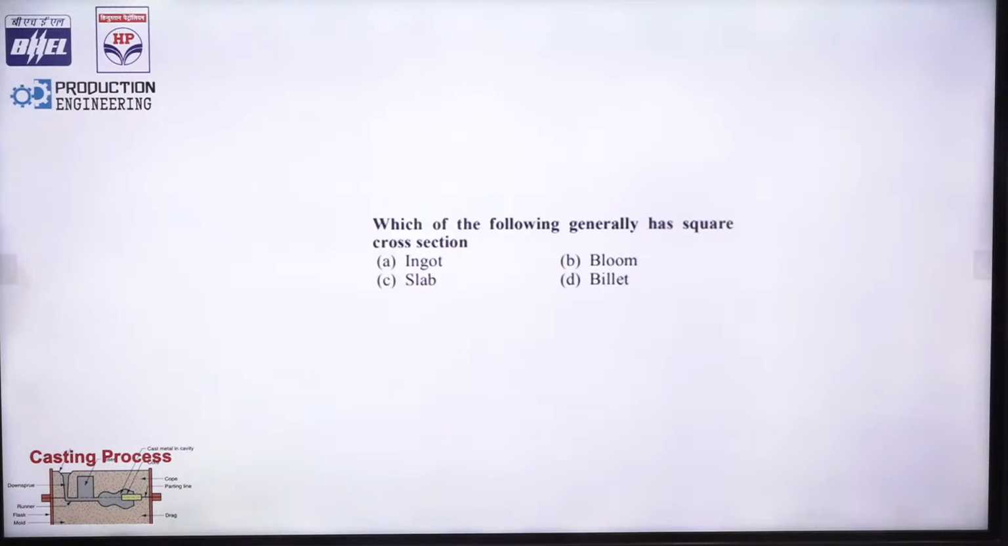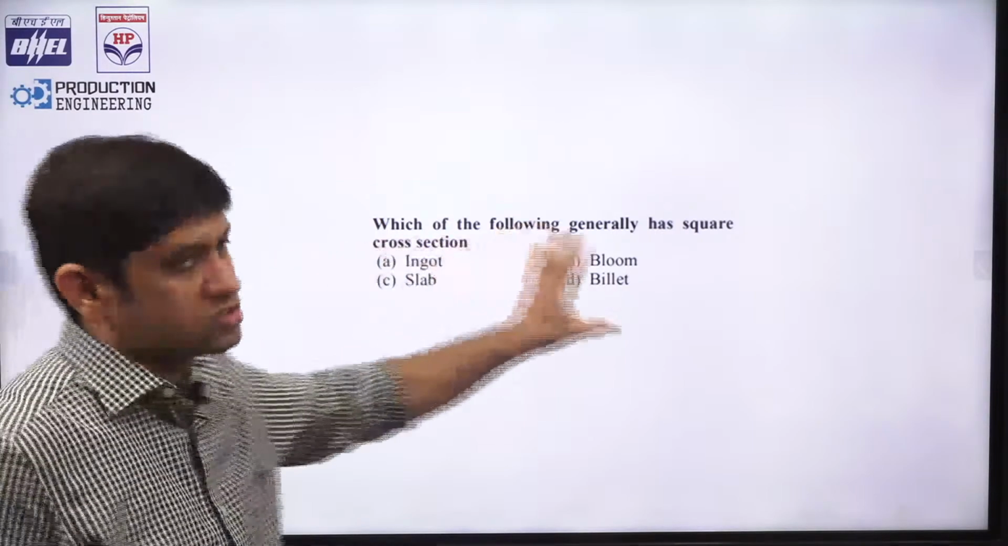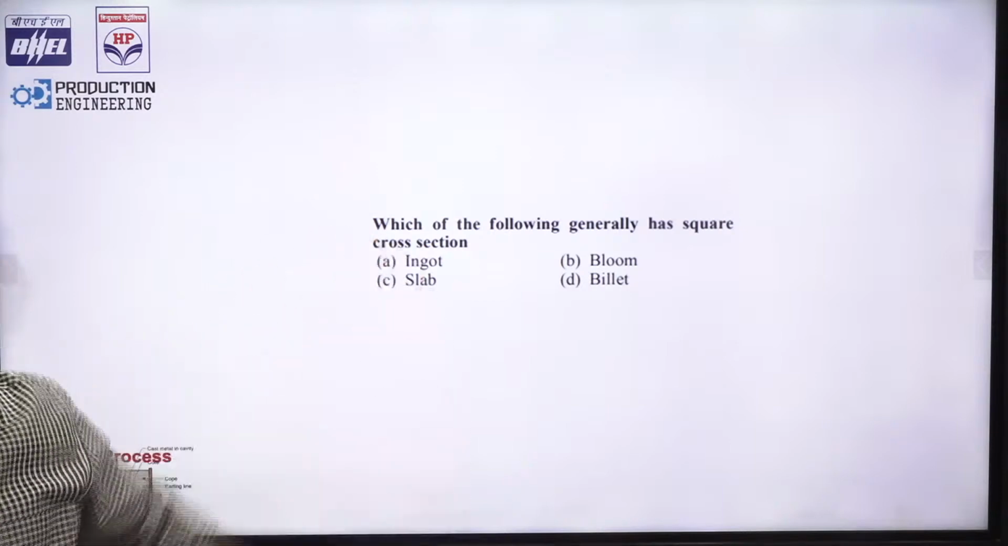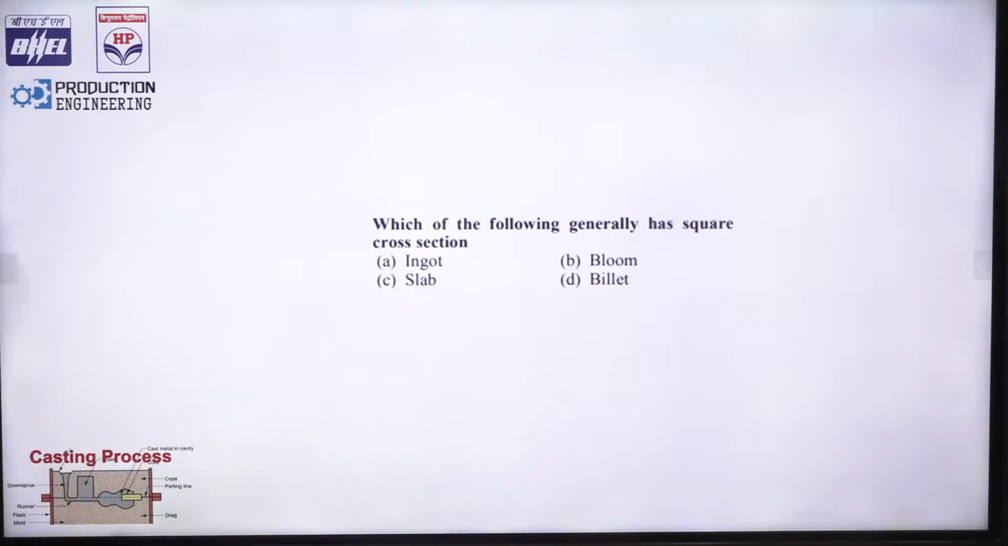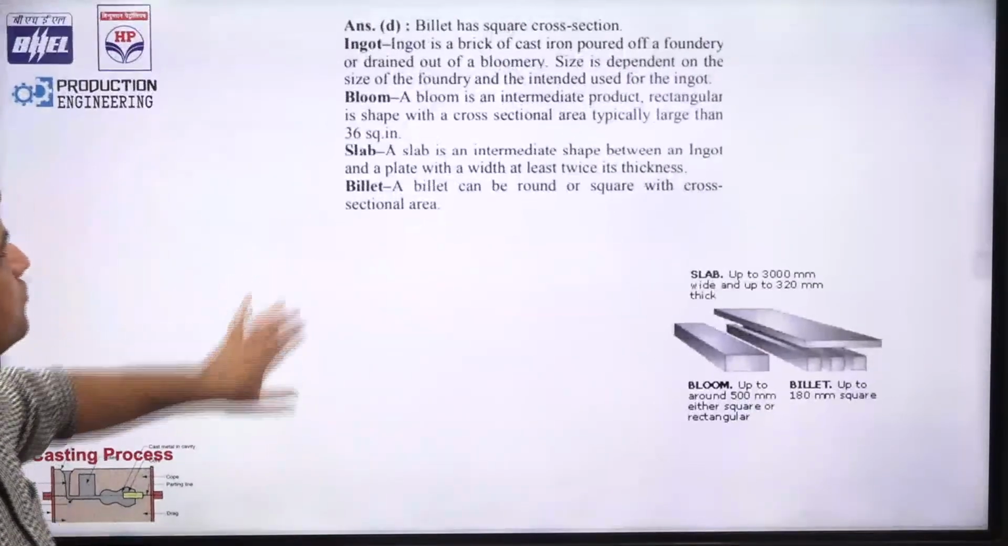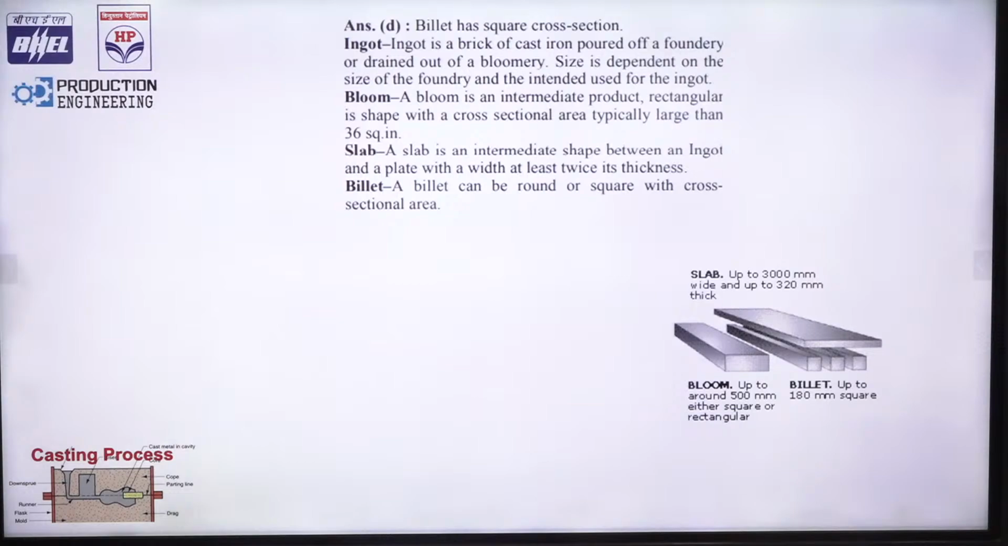Okay, which of the following generally has square cross section? Just hit the answer. Ingot, bloom, slab, billet, which has square cross section? These are expected questions in these exams, some of which have already been asked in previous years. Tell me which of the following has square cross section. Yes, answer from your side, A, B, C, D. Okay, so the answer for this is billet. Billets have square cross section.